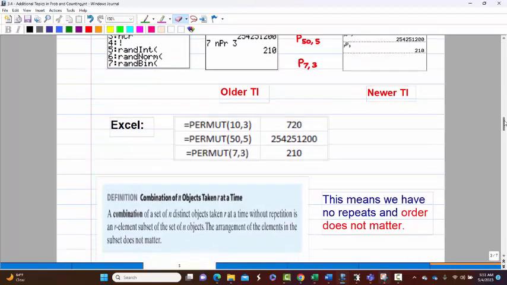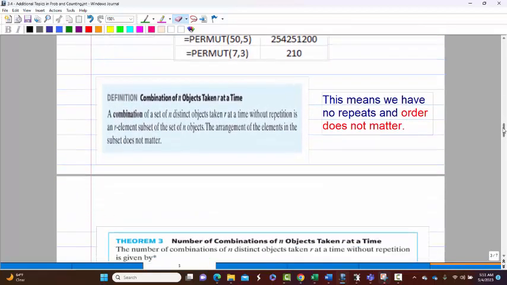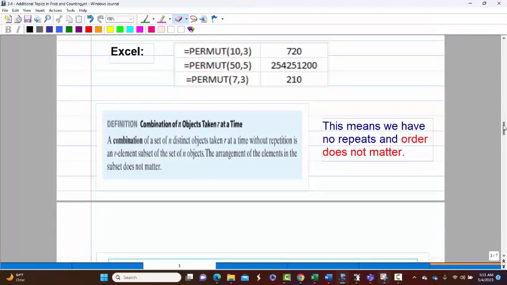Now we'll show you a different, similar kind of problem in a minute, which is the next thing we're talking about right now. It's called combination. A combination of n objects taken r at a time. So you're choosing r out of n, but both of them have no repeats. You can't have repeats, but the order you choose them in does not matter.